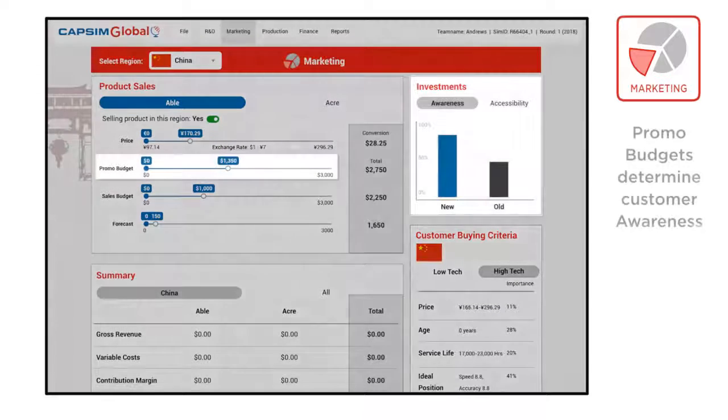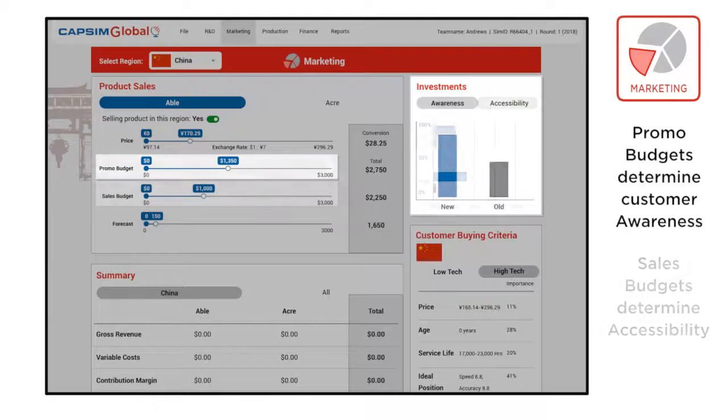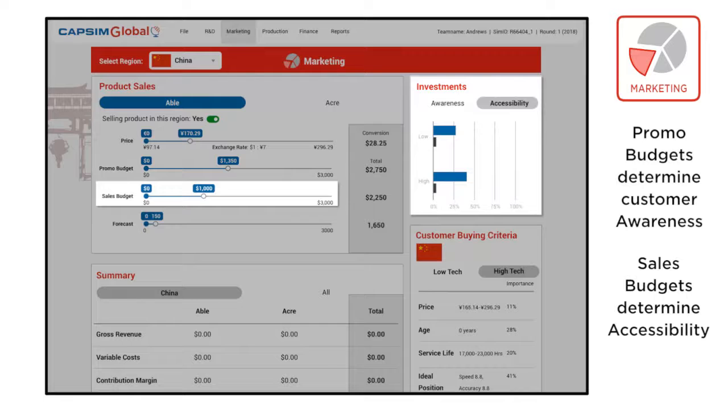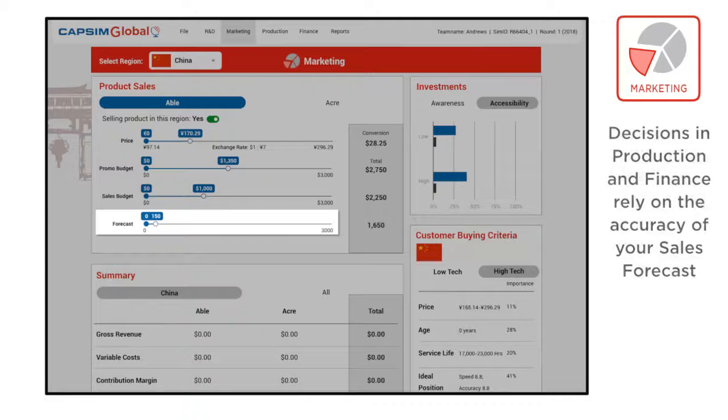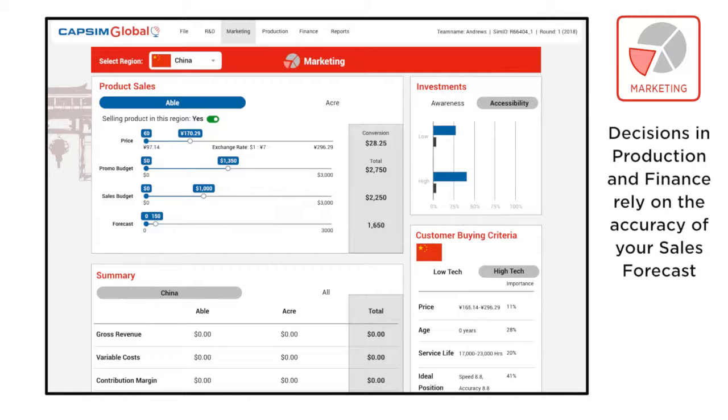Promotional budgets determine customer awareness of the product, and sales budgets will determine accessibility. Awareness and accessibility are additional factors that influence the customer's decision to buy your product versus a competitor's. Your sales forecast is a projection you must make that estimates how many units you expect your product to sell in that country. Developing an accurate forecast is important because your decisions in production and finance rely on this number. For more details on forecasting, see the user guide.